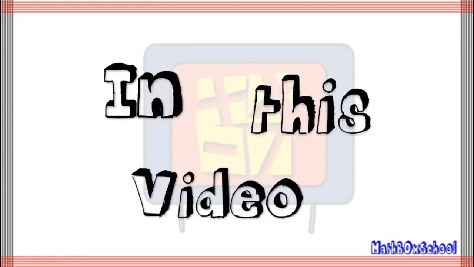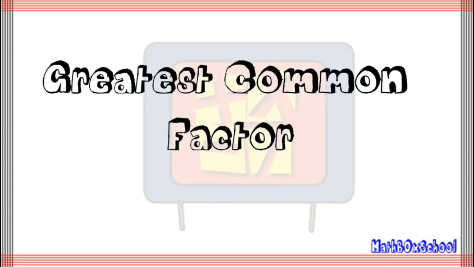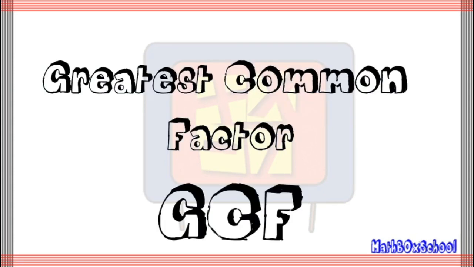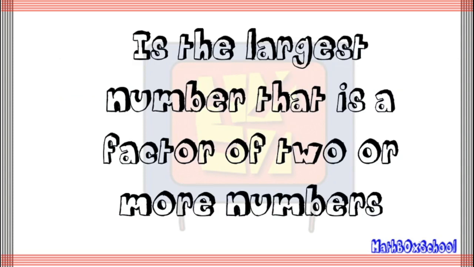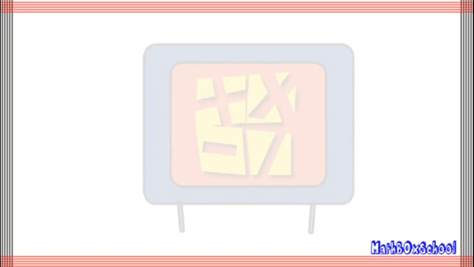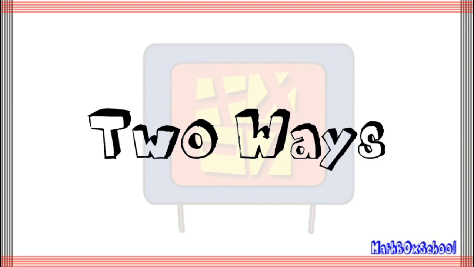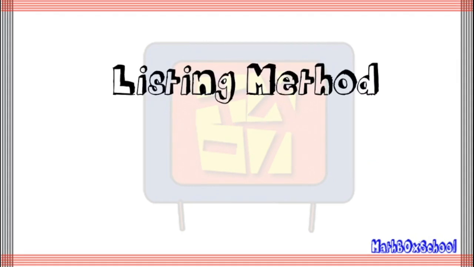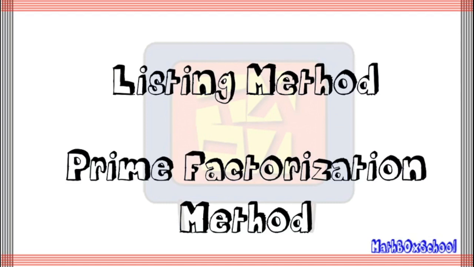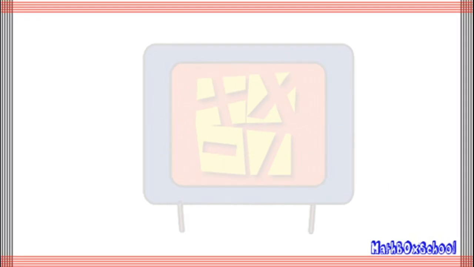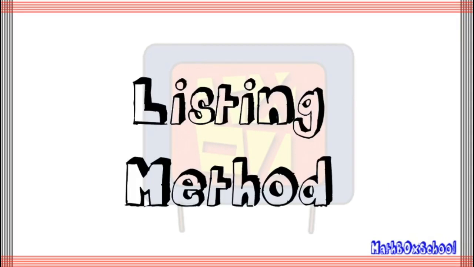In this video, we are going to discuss the greatest common factor, or the GCF. GCF is the largest number that is a factor of two or more numbers. There are two methods of finding the GCF: the listing method and the prime factorization method. In this video, we are only going to discuss the listing method.